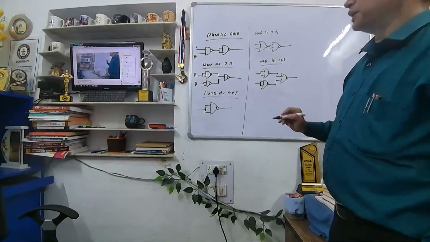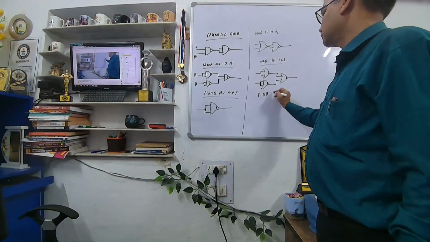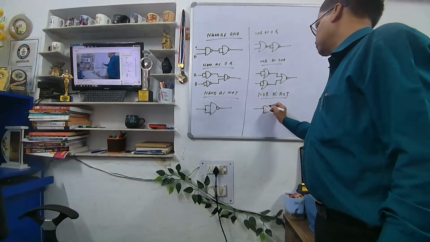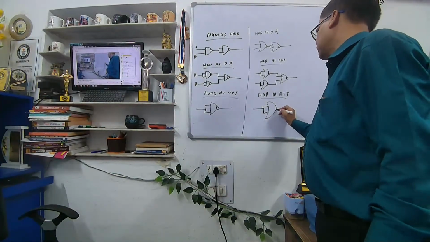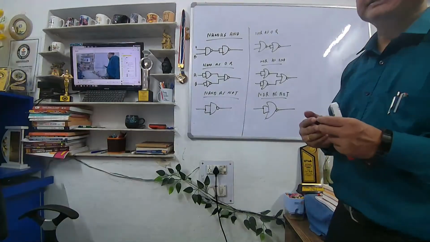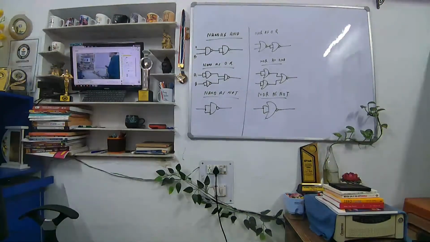Right? If you want to use the NOR gate as NOT, NOR as NOT, take this, divide into two parts, pass it through a NOR gate. This is NOR as NOT. So, since these gates can be used to obtain the output of any other gate, that's why they are known as universal gates. Any other queries? Let me know related to the gates.